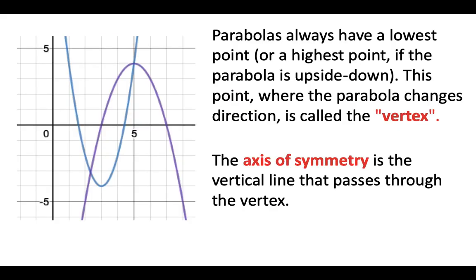Just as a reminder, quadratics graph as parabolas, and parabolas always have a high point or a low point. There's a high point if the parabola opens down, so this would be a maximum, and there is a minimum right here for a parabola that opens up, like the blue one. Those high and low points, or minimums and maximums, are called the vertex. The axis of symmetry is the line that passes right through that vertex. For the purple line, the axis of symmetry would be x equals 5, and for the blue line, the axis of symmetry would be x equals 3.